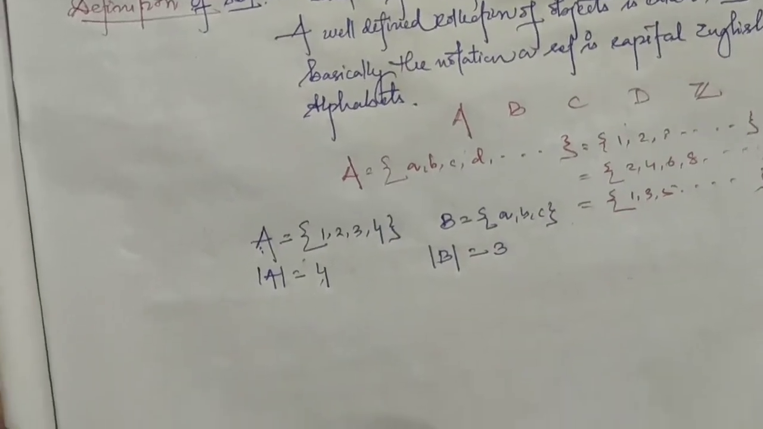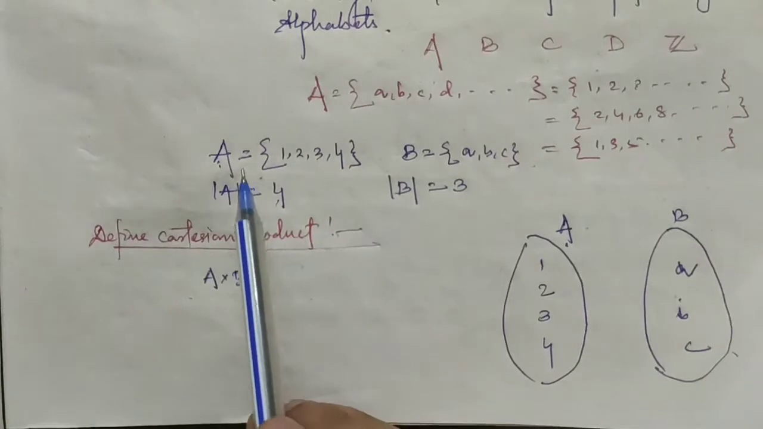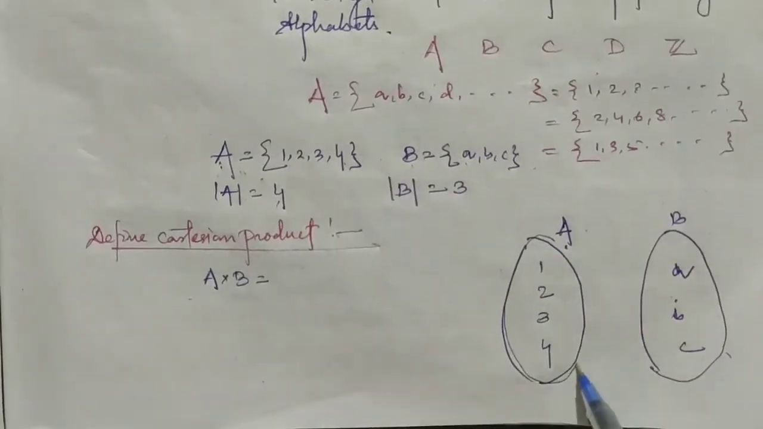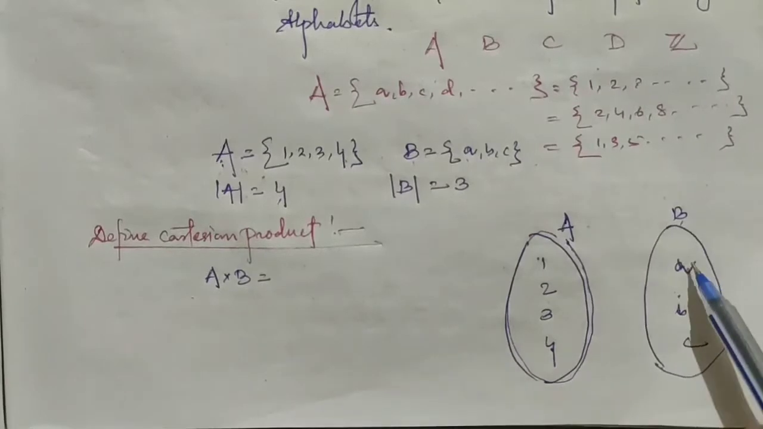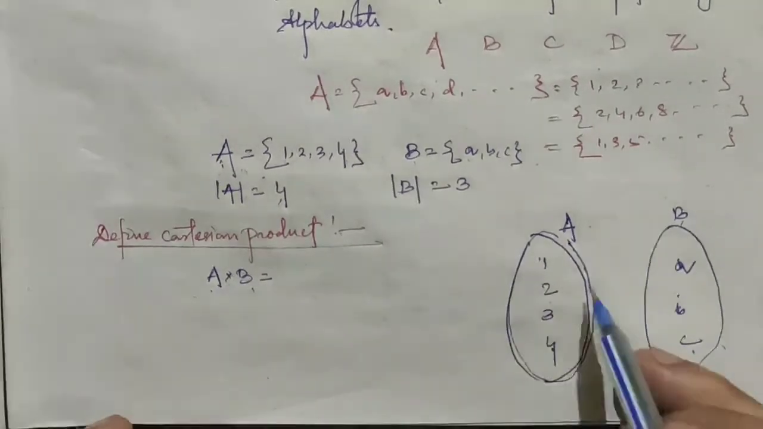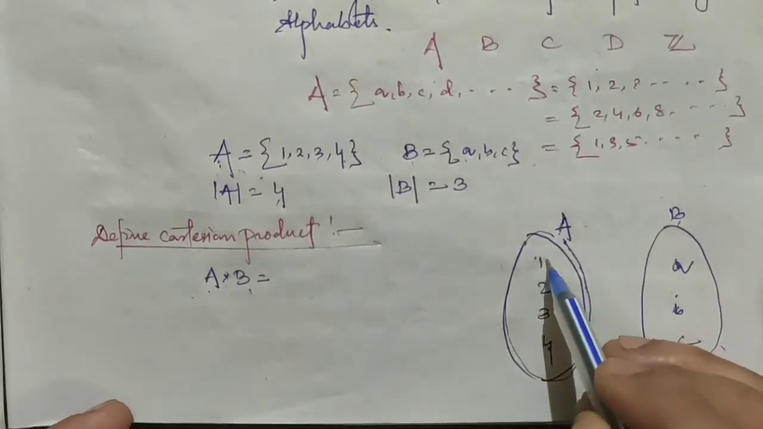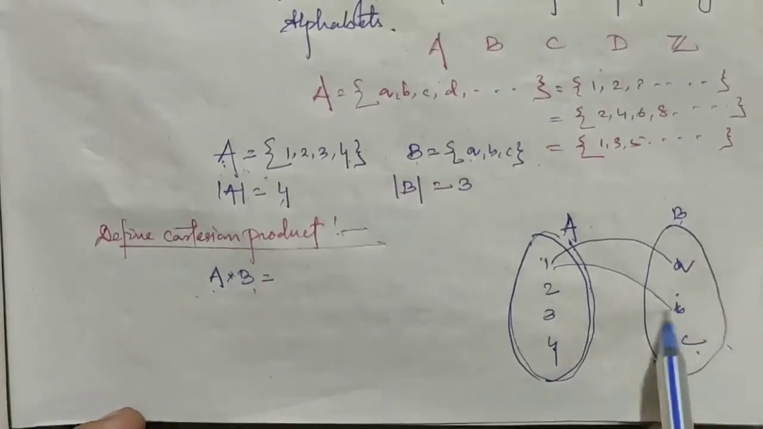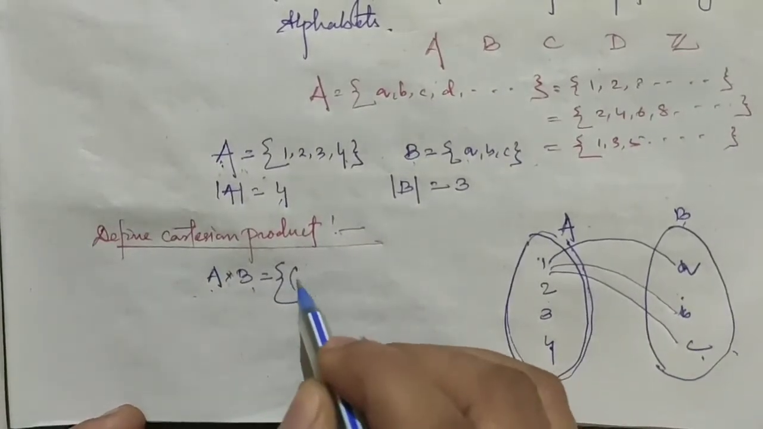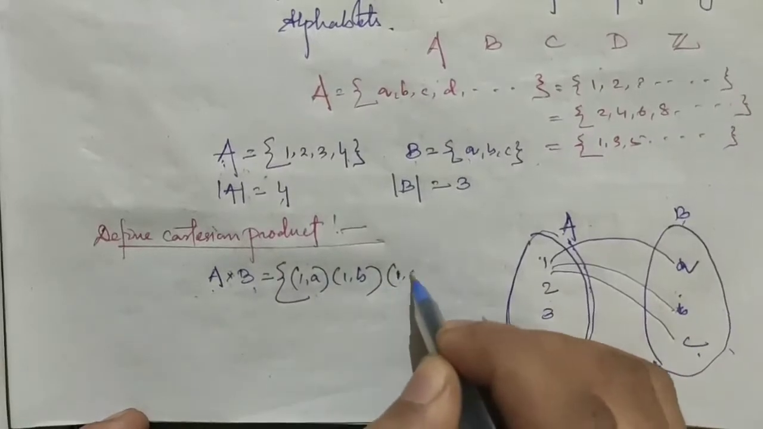Now we will define what is a Cartesian product. We have seen that A contains 1, 2, 3 and 4, and B contains a, b, c. So A is a set of 4 elements and B consists of 3 elements. A cross B is the Cartesian product. Here we make an ordered pair of each element from A with each element of B. Basically we will relate 1 to a, then 1 to b, then 1 to c. So I write 1 comma a, this is one pair, then 1 comma b, one pair, then 1 comma c, one pair.